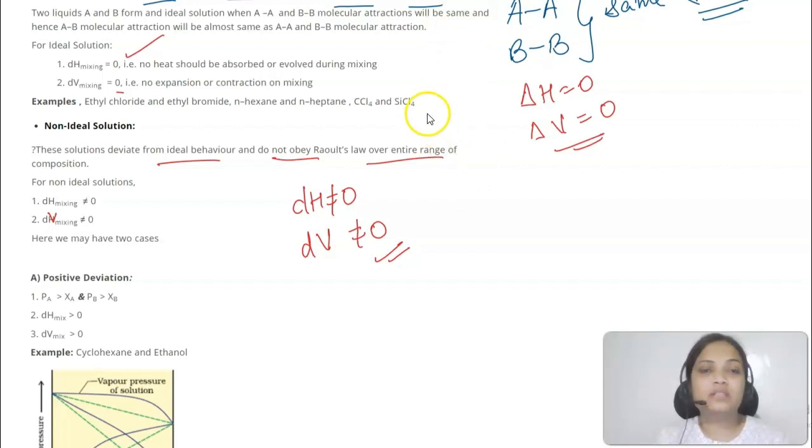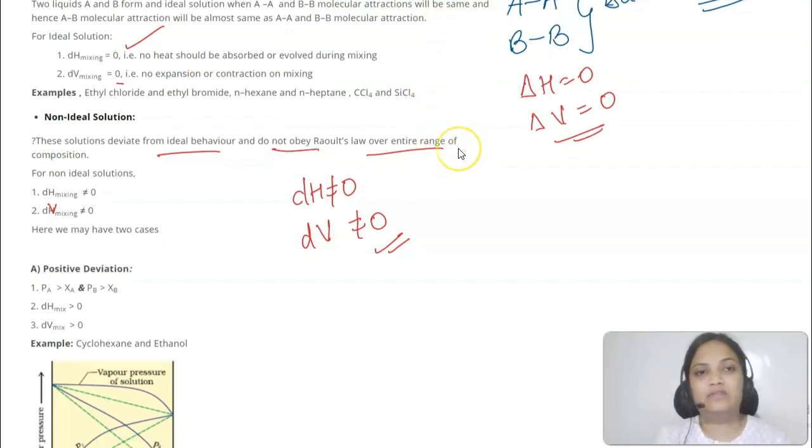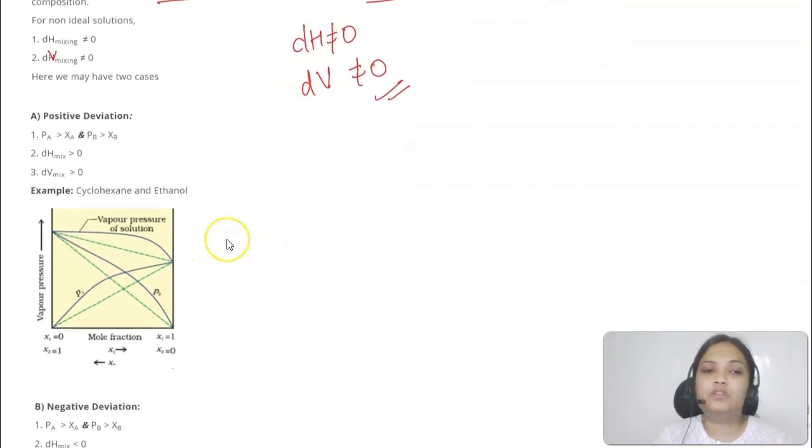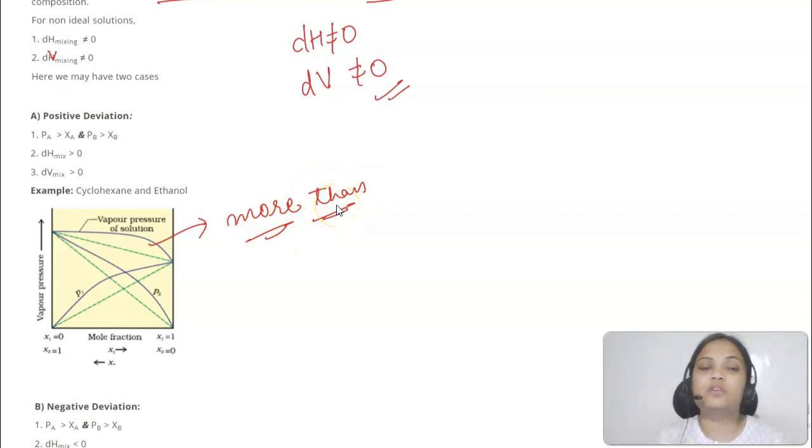Now there is positive deviation and negative deviation from Raoult's law. Positive deviation from Raoult's law means, here you can see, when the vapor pressure of the solution is more than what is expected from Raoult's law. मतलब जितना रॉल्स लॉ ने बताया उससे ज्यादा अगर वेपर प्रेशर होगा उस सॉल्यूशन का, then we are saying that it is showing positive deviation from Raoult's law, right?